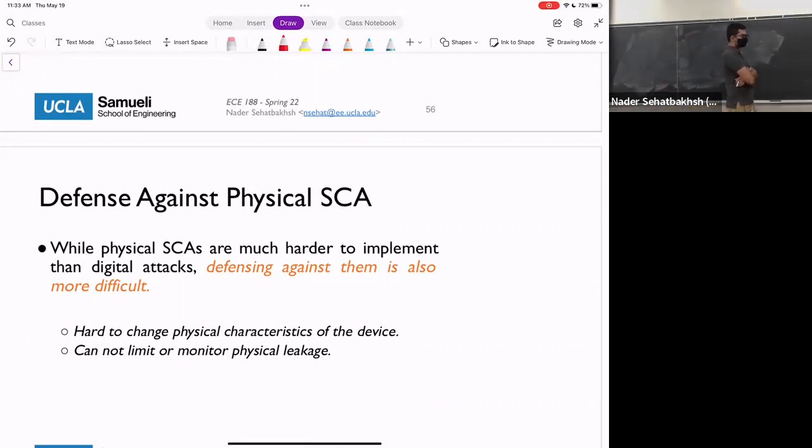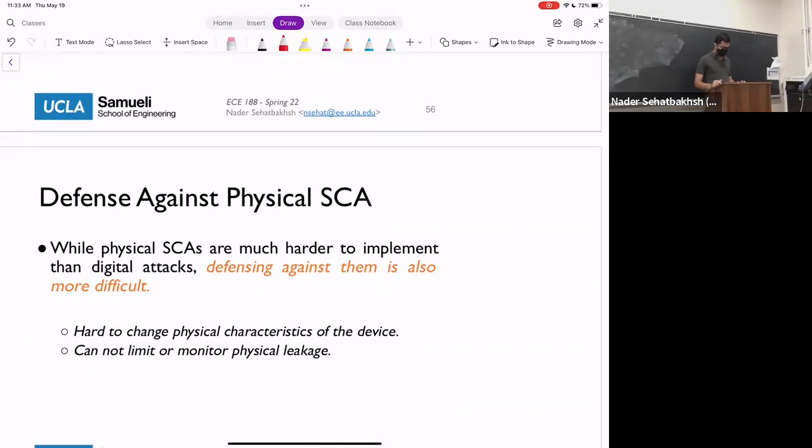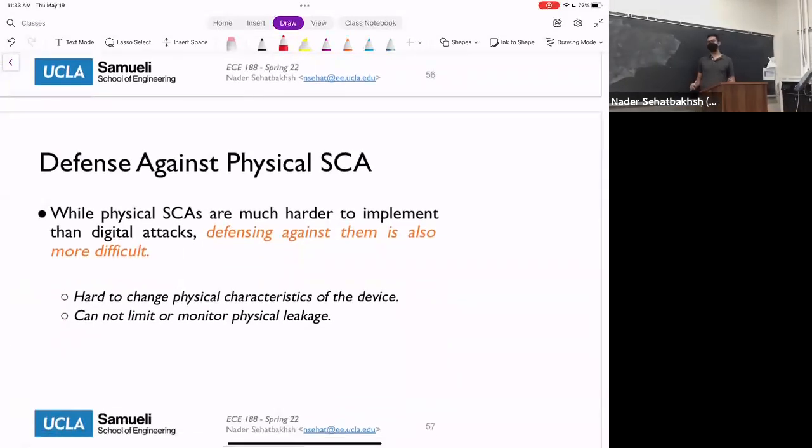So now let's talk about the defenses and then finish the lecture. We already discussed that physical attacks are much harder to launch compared to digital attacks because you need physical proximity to the device, right? But on the other hand, since physical attacks are created because of the physical characteristics of the system, defending against them is also much more difficult because we're talking about the physics of the device. It's not something where you say, I'm creating an air gap, or I'm not letting other users see my memory content and I'm good to go.